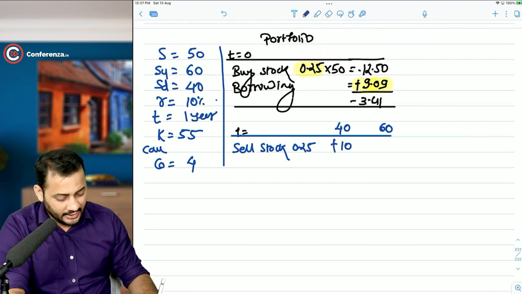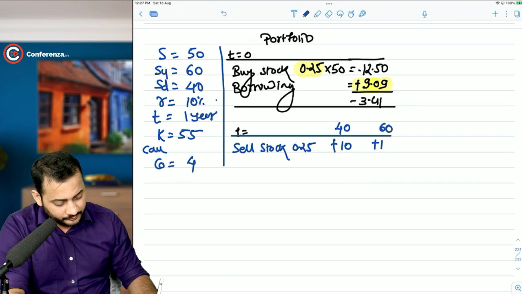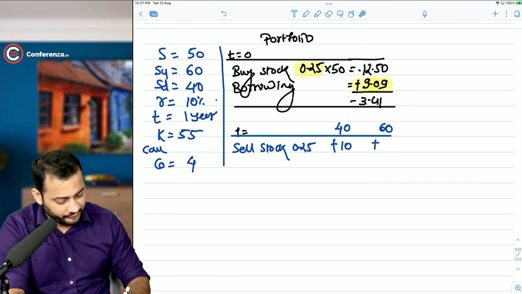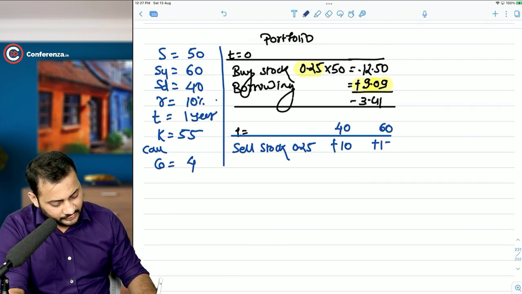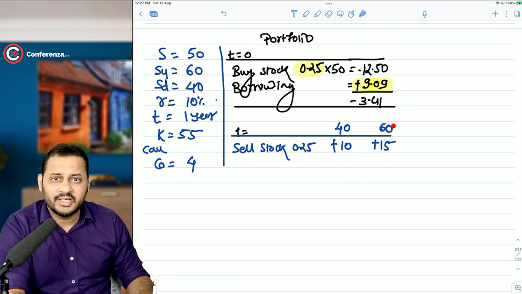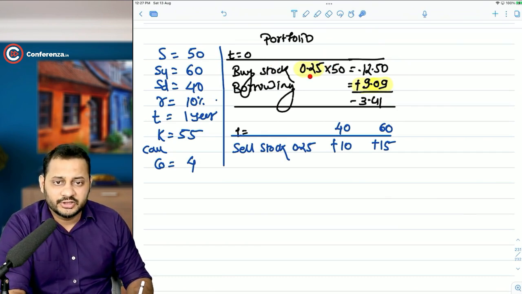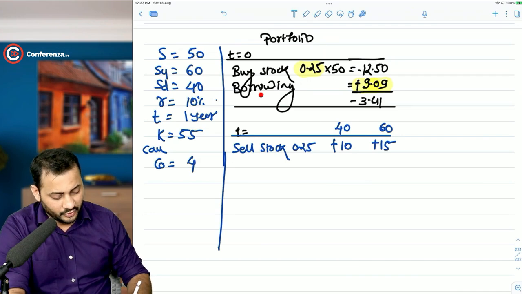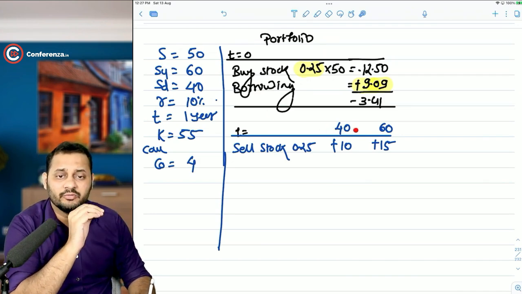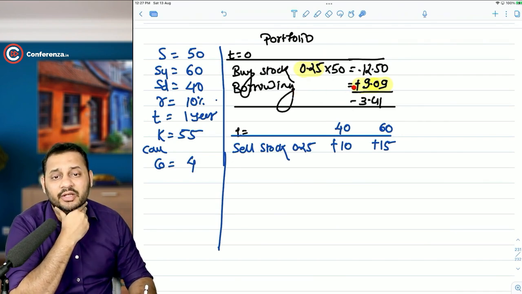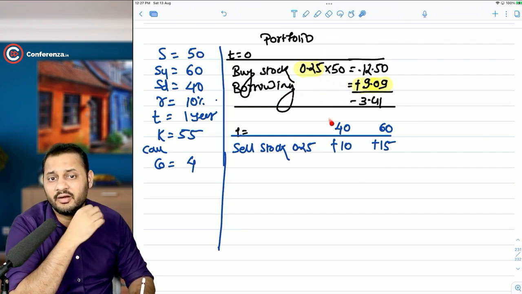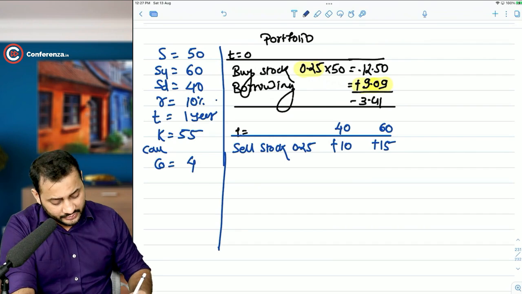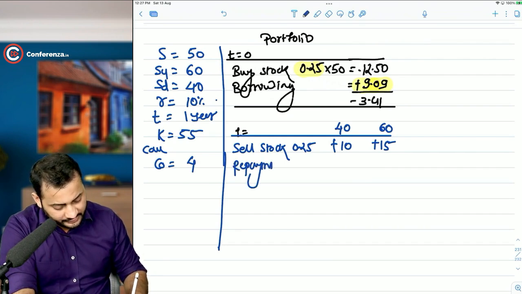When you sell 0.25 of the stock, 40 multiplied by 0.25 will be your cash inflow, that is 10 rupees, and it will be 15 rupees in this case, 60 multiplied by 0.25. You are not selling the entire stock because you have not purchased the entire stock. You purchased only this much and you will be selling only this much. Okay, sir. Then what will happen to the borrowings? Borrowing is irrespective of the spot prices. We are going to add interest to the borrowing irrespective of the spot prices on that date. So we will be paying it with interest.